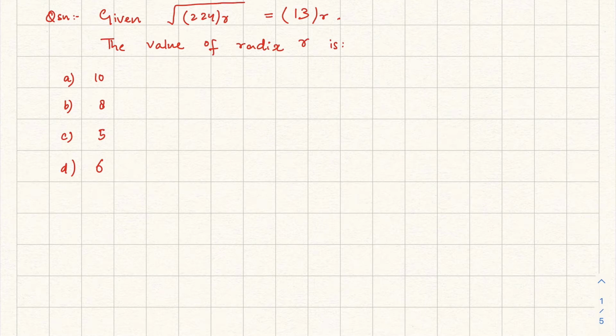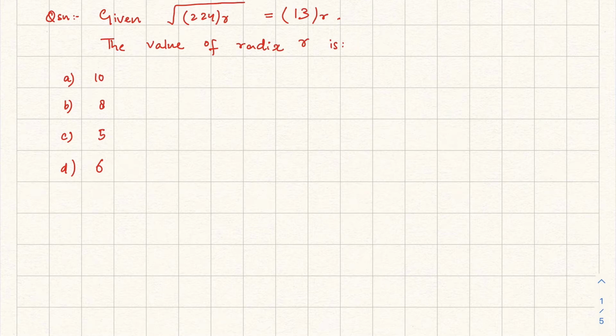So let us start with today's question. In the given question, there's a number 224 with base r, and there's an under root over it, and it is given that it is equal to 13 with base r. So r is the radix or base whose value is unknown, and that value we need to determine. Before I solve this question, we will understand one very basic concept.